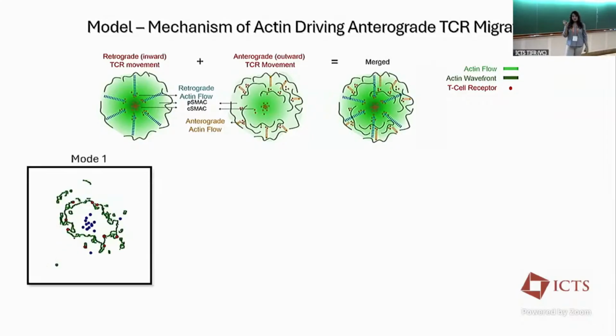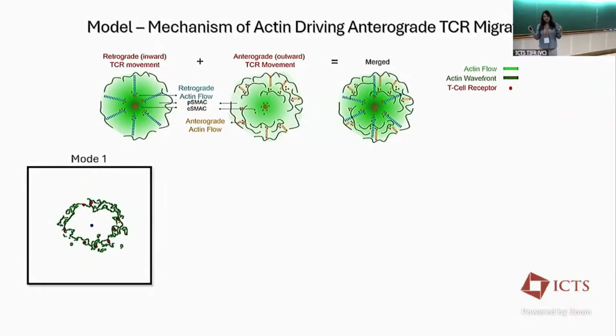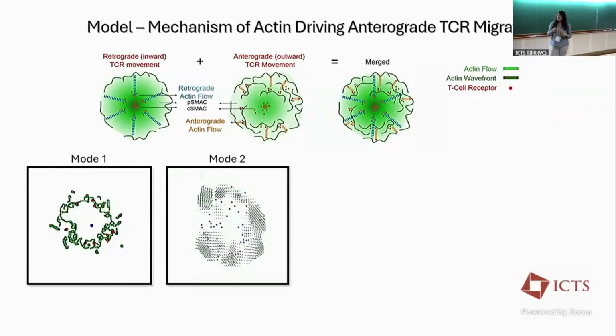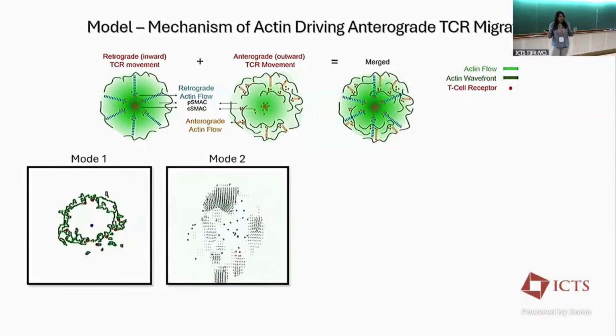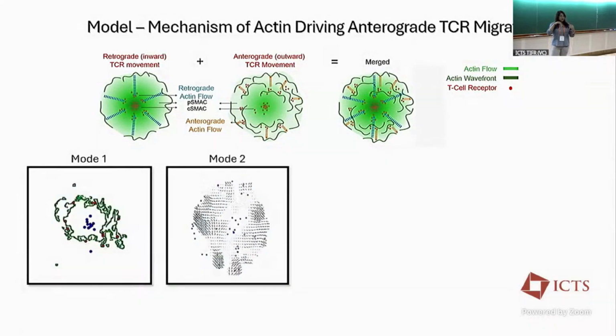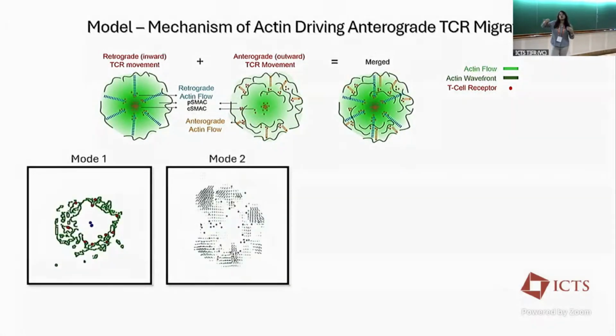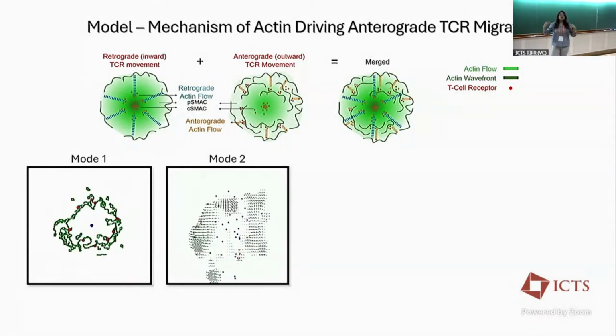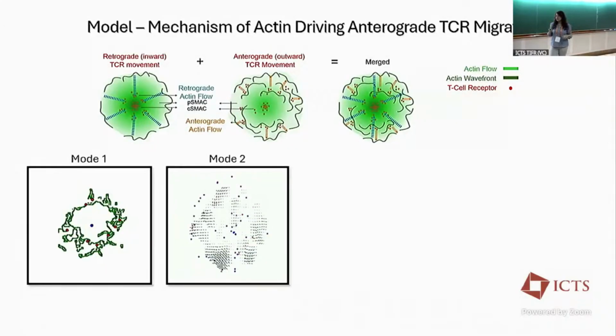Now, in our first mode, we took those edges that we had detected from the raw data and put them on the tracer particles, and if these tracer particles came in contact with the waves, they were drifted to the periphery. This was our first possible mechanism. The second mechanism was that there is no such thing as waves, everything is an actin flow. Whenever these retrograde moving clusters come in contact with the whirlpool of actin, they just follow the arrows and drift to the periphery.